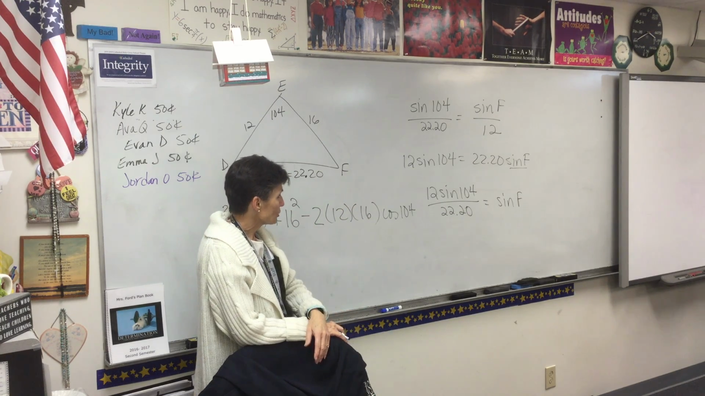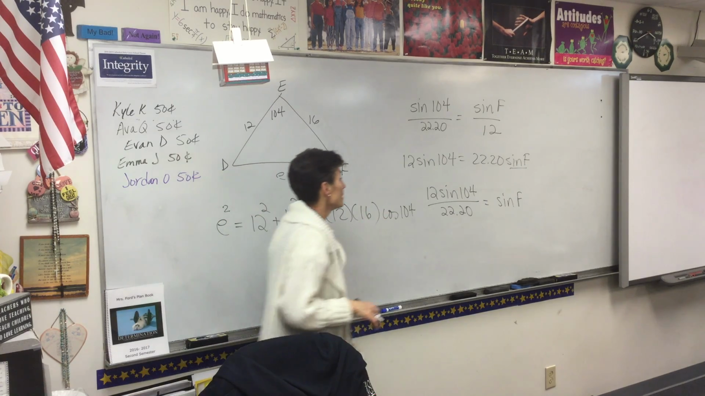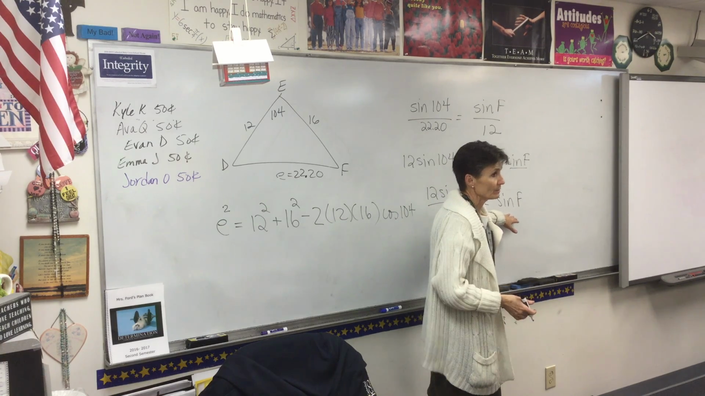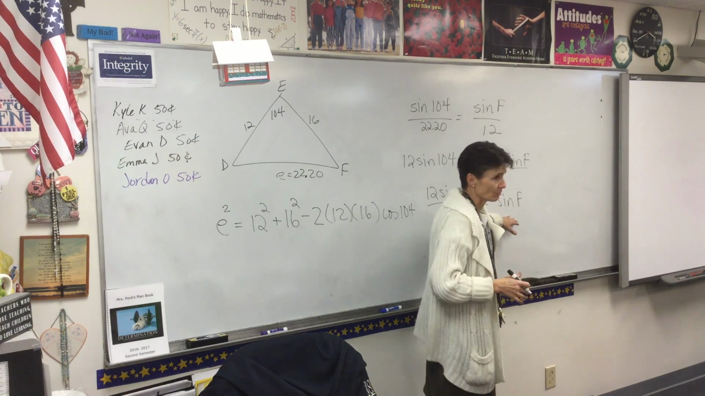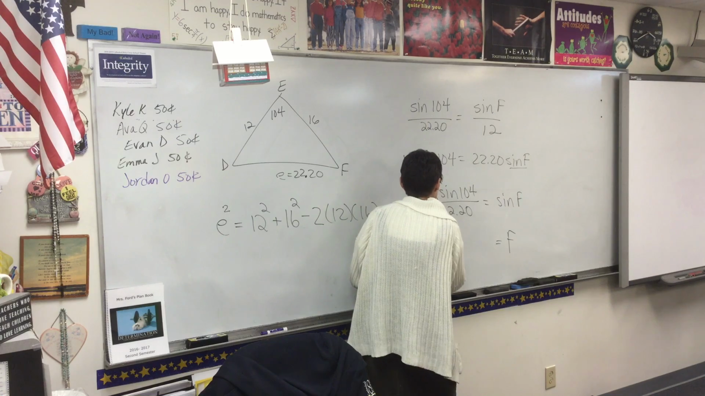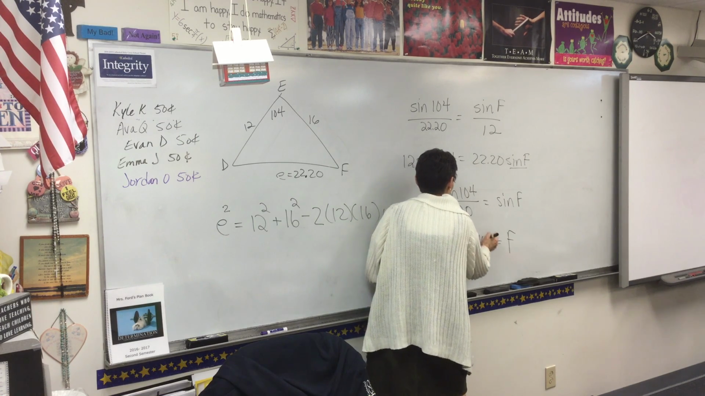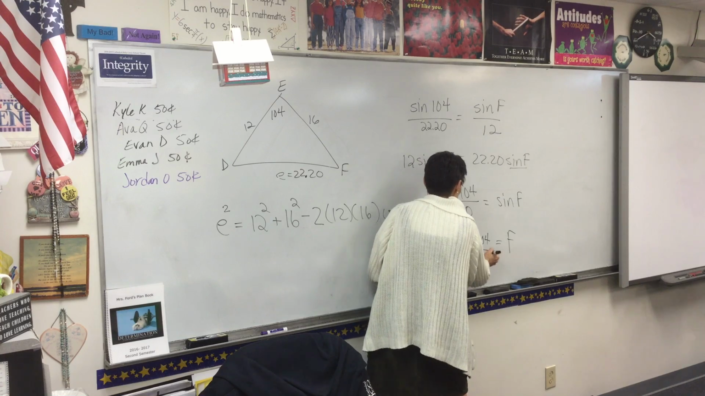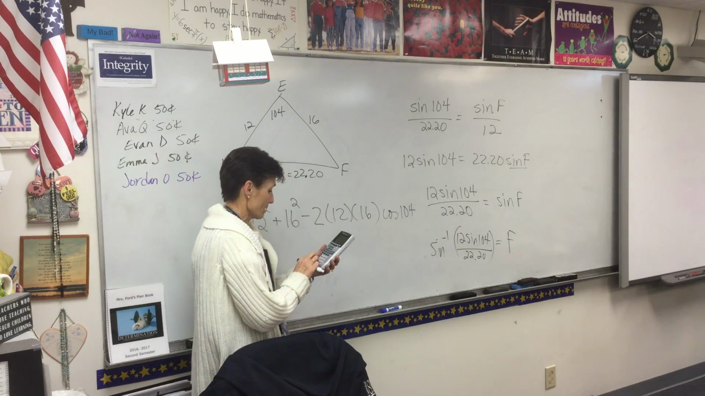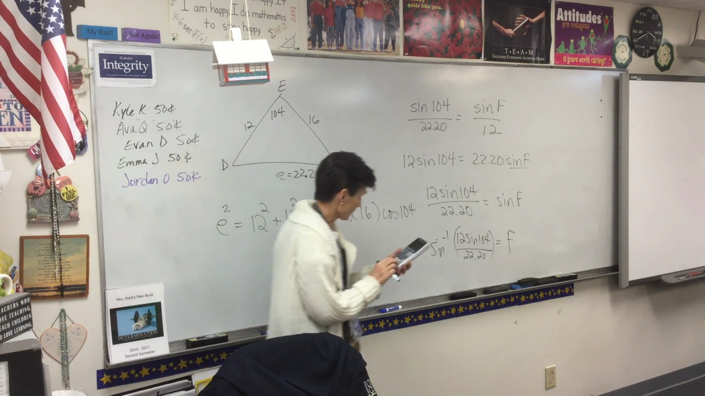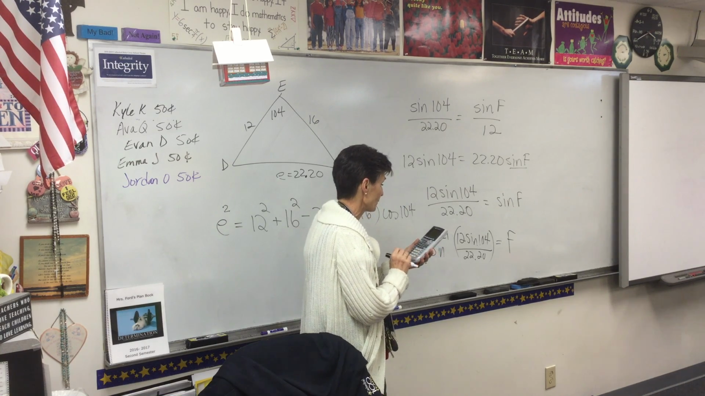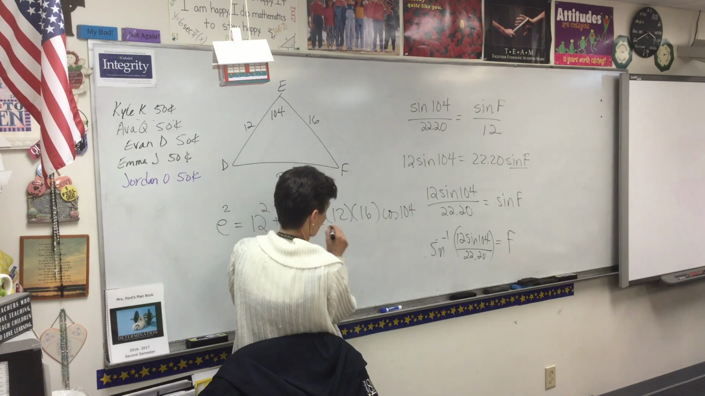But now what am I going to caution you? You got a second sine. Boys and girls, you're not finding the sine. The sine is a decimal. You want a 52.9 degrees. You want an angle measure. So the only way to get that is to second sine. So second sine, 12 sine 104 divided by 22.2. Did you get 31.63? Yes.